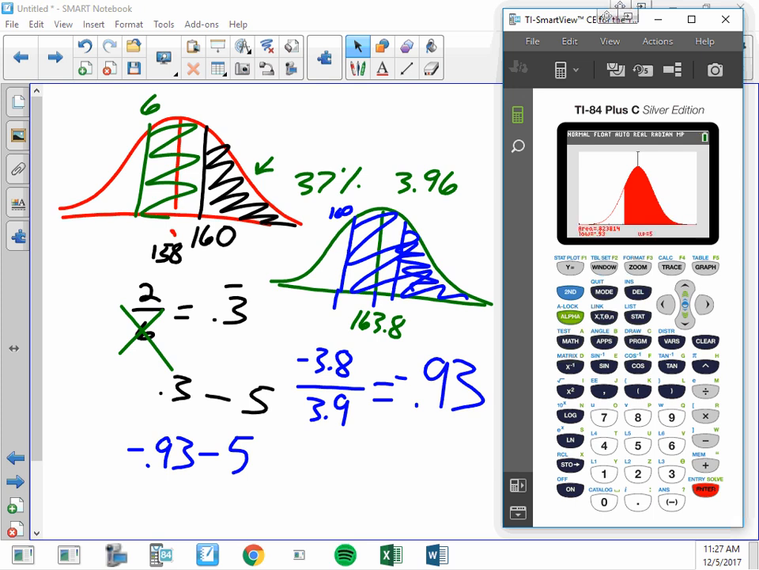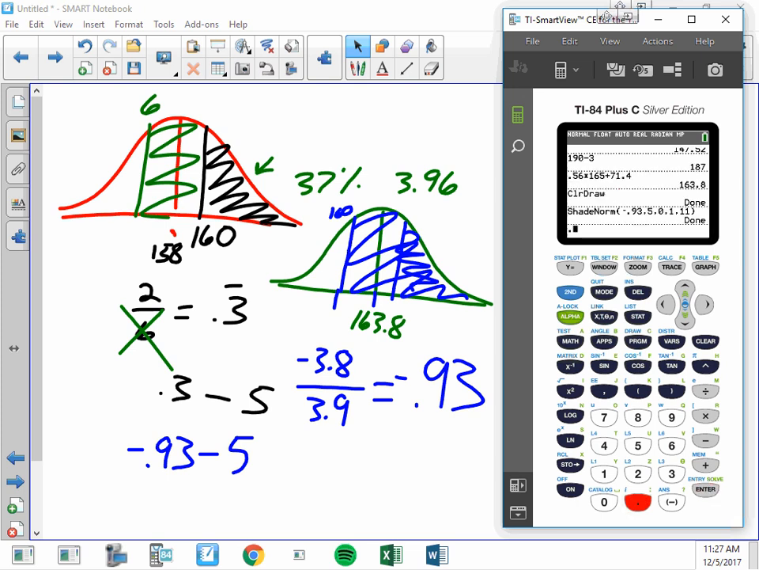So 0.82. Did I mess something up? Yeah, I did not do shade norm in the other. Like I got those numbers, but I did not. My new average was 158. So was mine. The 163.8. Oh, what did I do wrong? I put 6.